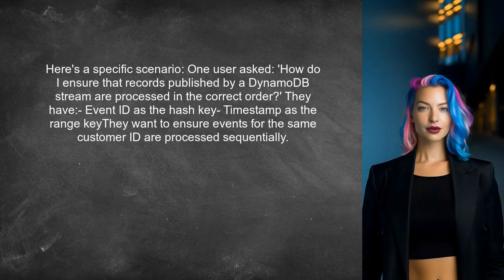Let's look at a specific scenario. One user asked, "How do I ensure that records published by a DynamoDB stream are processed in the correct order?" They have a table with events for customers, using event ID as the hash key and a timestamp as the range key. They want to make sure that events for the same customer ID are processed sequentially, while allowing different customer IDs to be processed in parallel.